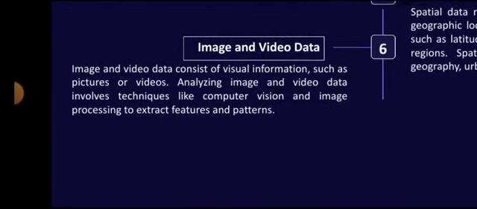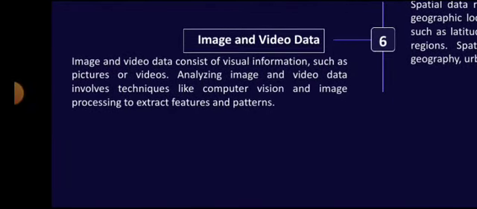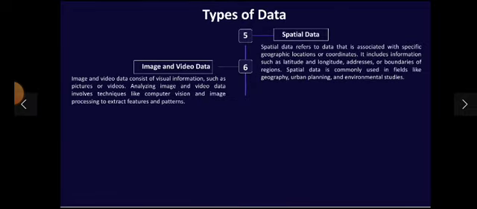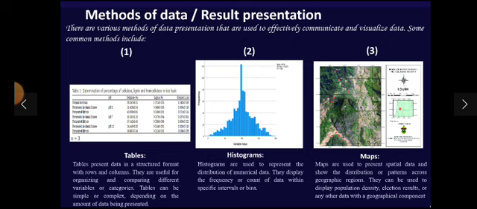Now, lastly, we have images and videos. Images and videos consist of visual information such as pictures and videos. Analyzing image and video data involves techniques like computer vision and image processing to extract further patterns that you need. So these six are the different types of data that we can use.